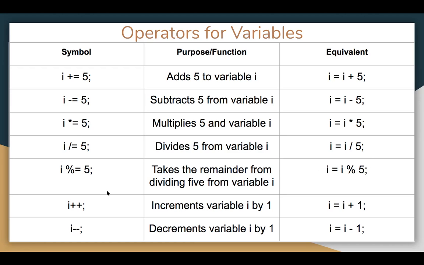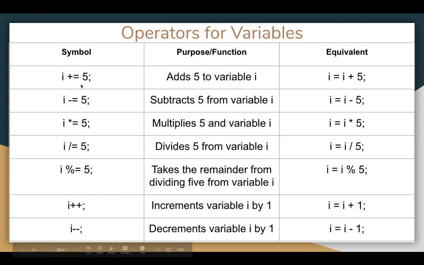Equivalent here. I plus plus and I minus minus, you can notice, are the weird ones from before. So this increments variable I by 1, and it always does that. Whenever you use this, it always increments variable I by 1. Same thing here, it decrements variable I by 1. So again, it always subtracts 1 from I. And you can see the equivalence here.